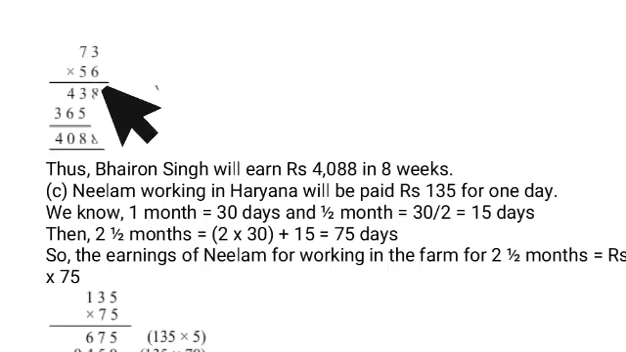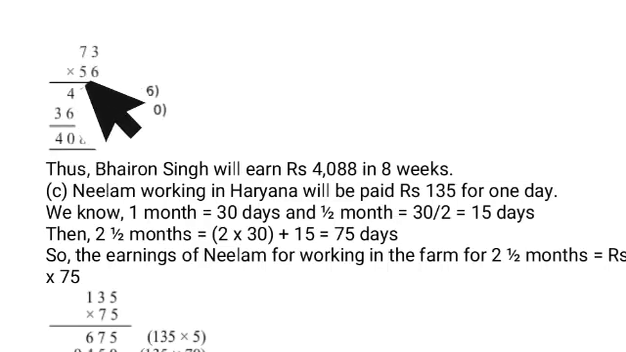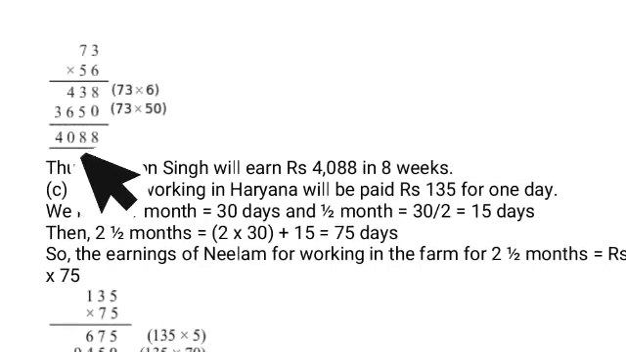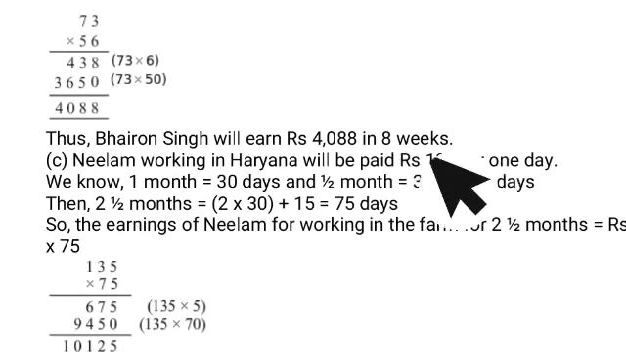73 into 56. First we have to multiply the unit digit 6 with both digits. 6 multiply 3 is 18, so 1 carry and we keep 8 here. 7 multiply 6 is 42 plus 1 carry means 43. For the tens digit, first we keep a 0, then 5 multiply 3 is 15, so 1 carry and 5 here, and 5 multiply 7 is 35 plus 1 carry, that is 36. So if we add these, we will get the answer 4088. So Bhairon Singh will earn rupees 4088 in 8 weeks.